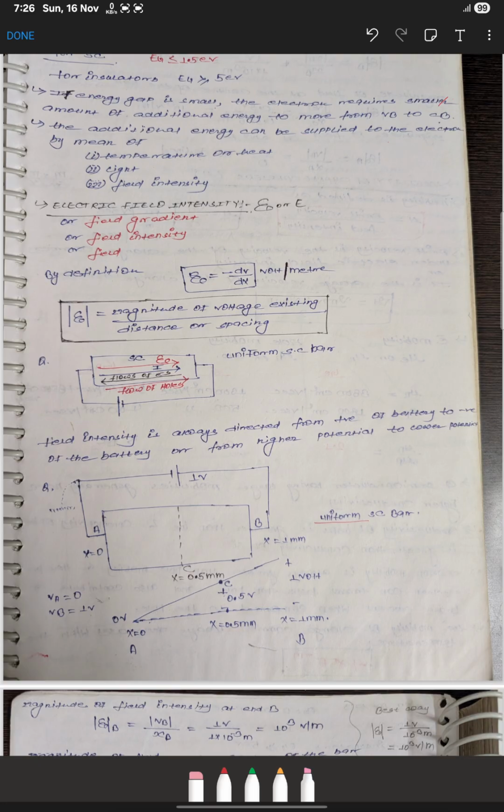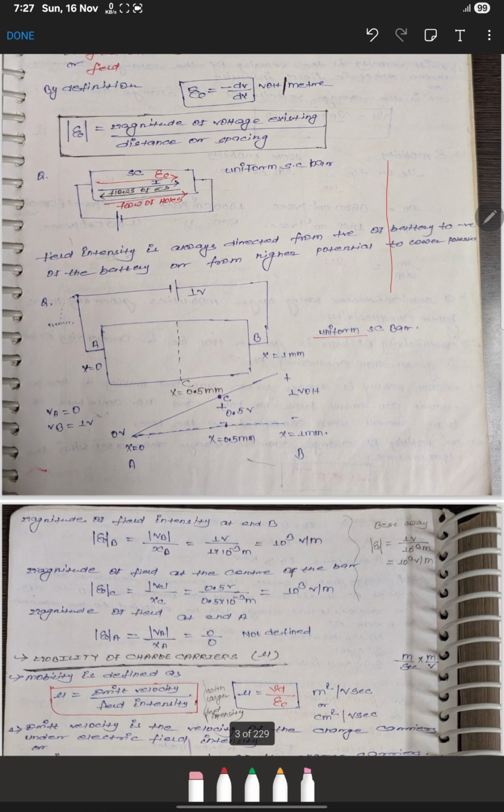field intensity. Now we will study the electric field intensity, or field gradient, or field. By definition, electric field is equal to minus dV by dx, volt per meter. By magnitude, it will be the magnitude of voltage existing upon distance or spacing. So field intensity is always directed from the positive of the battery to the negative of the battery, or from higher potential to lower potential.